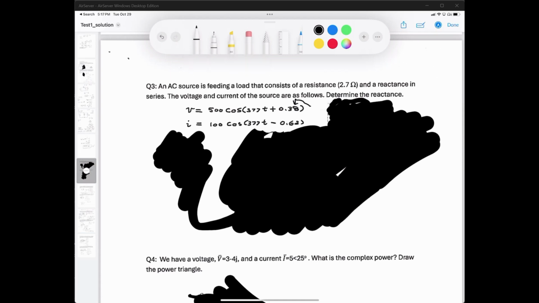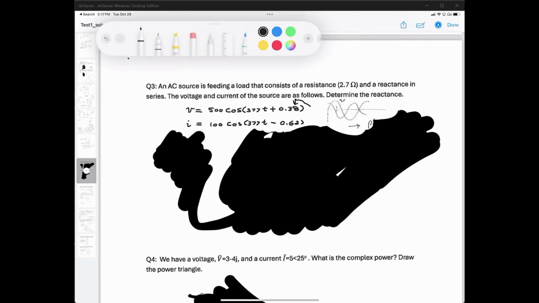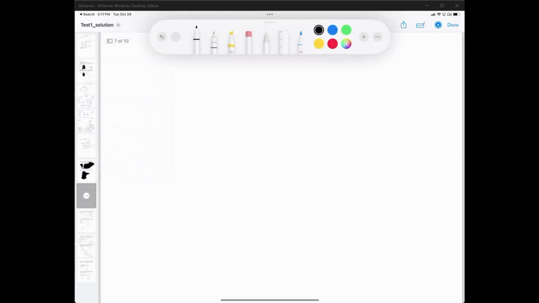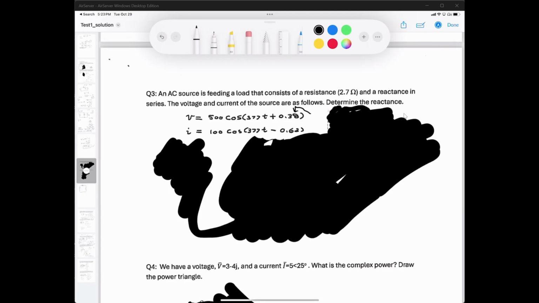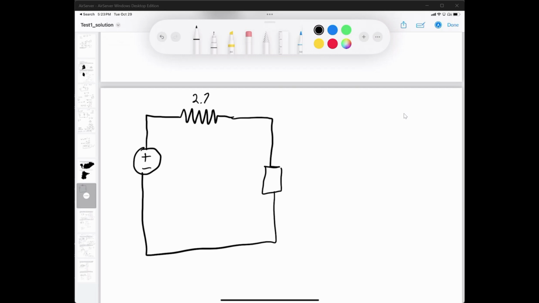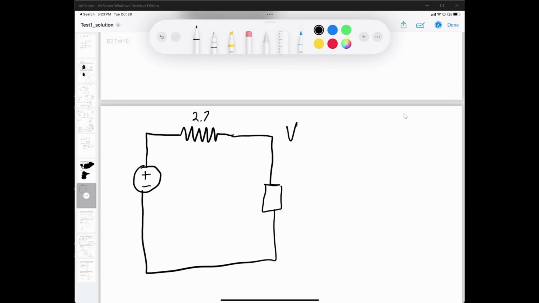We need to figure out, for this question, determine the reactance of, is there anything else? No, there's not. Let me go back. Yeah, we need to figure out the reactance given voltage and the real resistance part. So let's draw the circuit real quick and go in further detail on what to do. Alright, so to solve this problem, we know voltage, peak voltage is 500.